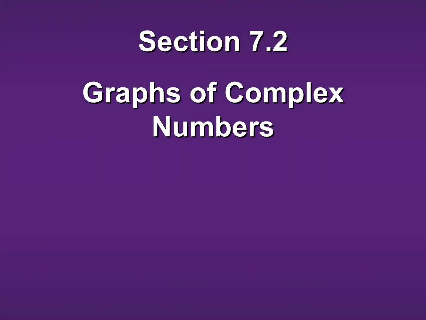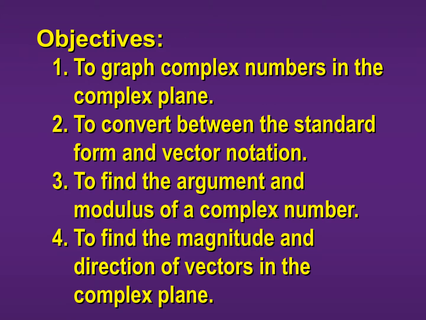Today we're going to talk about the graphs of complex numbers. We're going to graph complex numbers in a special plane called the complex plane, and then we're going to convert between standard form and vector notation. Then we're going to look at what an argument and a modulus of a complex number is, and find the magnitude and directions of vectors in the complex plane. We'll go backwards too: we'll take a look at the magnitude and directions of vectors and find the complex number.